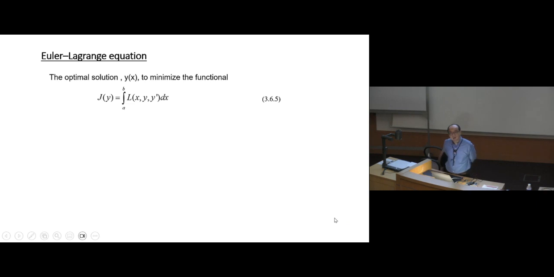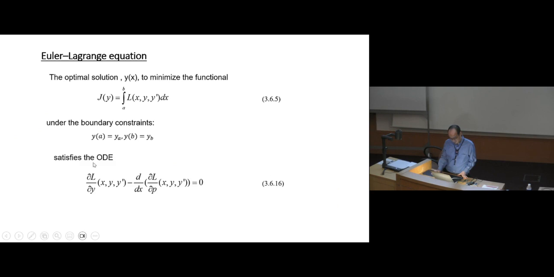That is the famous Euler-Lagrange equation. The optimal solution to minimize the functional under the boundary conditions, where the boundary values are fixed, should satisfy our ODE: the derivative of ∂L/∂p minus ∂L/∂y equals 0. Remember, it looks like a partial differential equation, but no, it's not a partial differential equation. It is an ordinary differential equation.